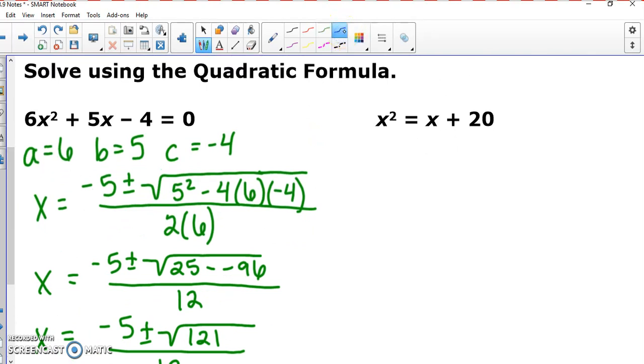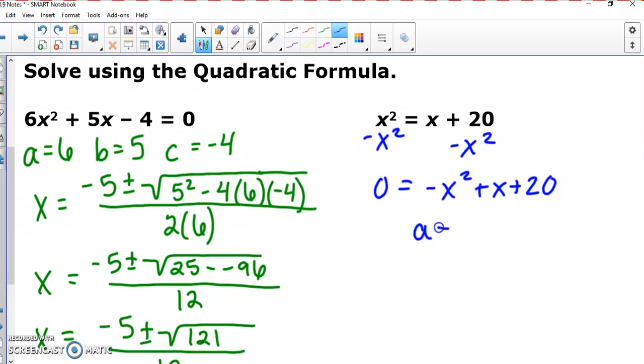Remember that we need to get it set equal to 0 first. So to do that, I'm going to subtract x squared from both sides. So I'm going to get 0 over here, and then over here I'll have a -x squared plus x plus 20. Now that it's equal to 0 on one side, now I can use my quadratic formula. If I pull out my a value of -1, b value is 1, and c value is 20.